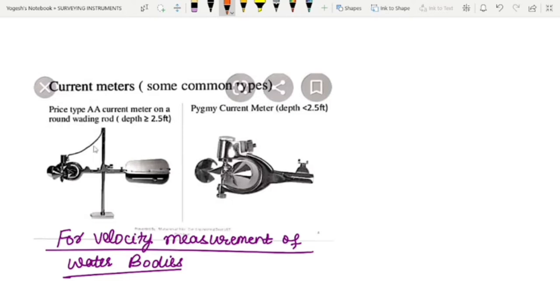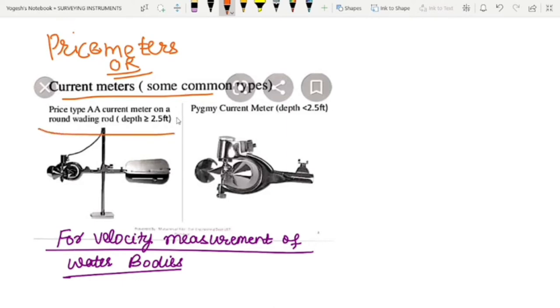velocity of the water bodies, current meters are used. My dear students, these current meters are also called price meters, or the current meters. So price meter type, a current meter on a sounding wading rod, is used where the depth is 2.5 feet or more, and pygmy current meter for the depth less than 2.5 feet for velocity measurement of the water bodies.